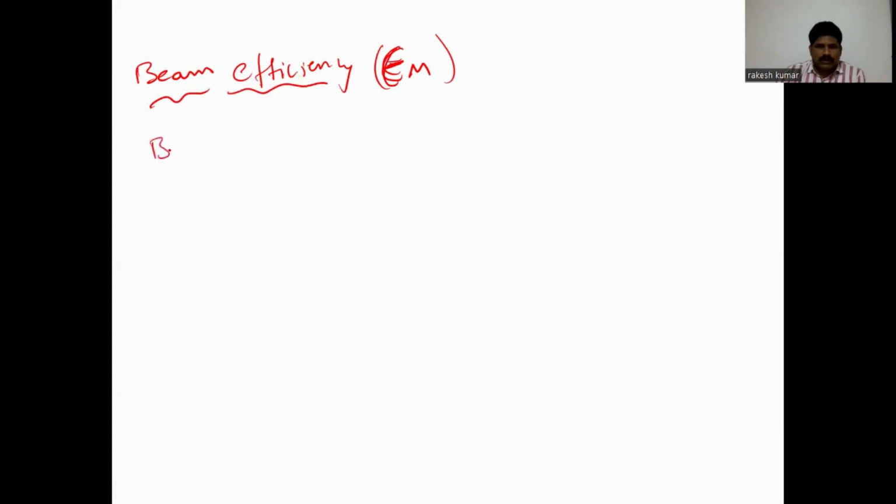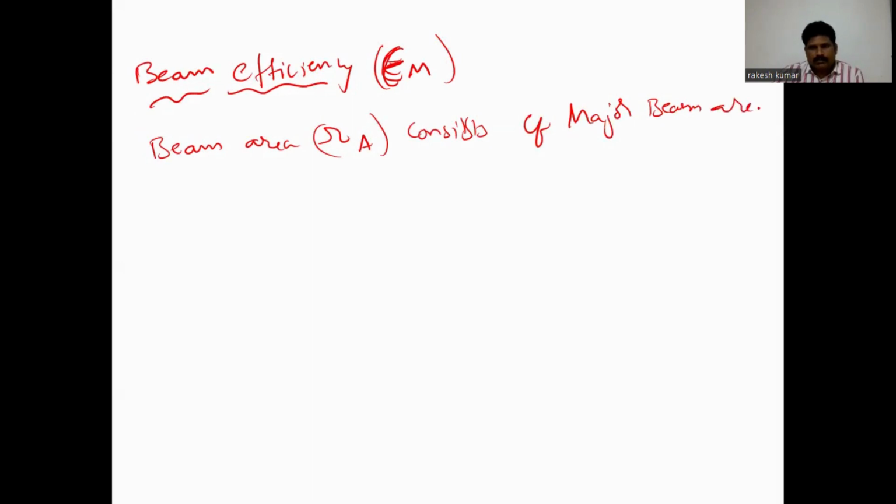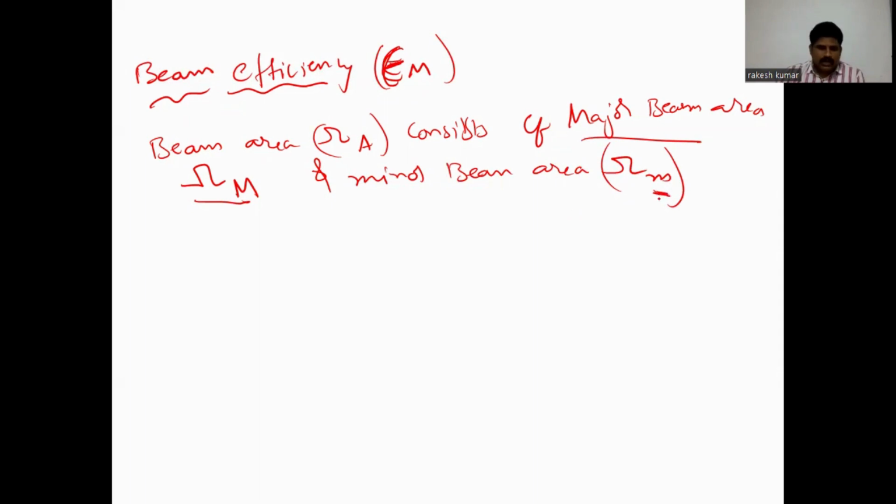Next, we will discuss another parameter called beam efficiency. It is related with epsilon M. What is meant by beam efficiency? Generally, beam area σ_A consists of major beam area and minor beam area. Capital M denotes major beam area and small m denotes minor beam area.